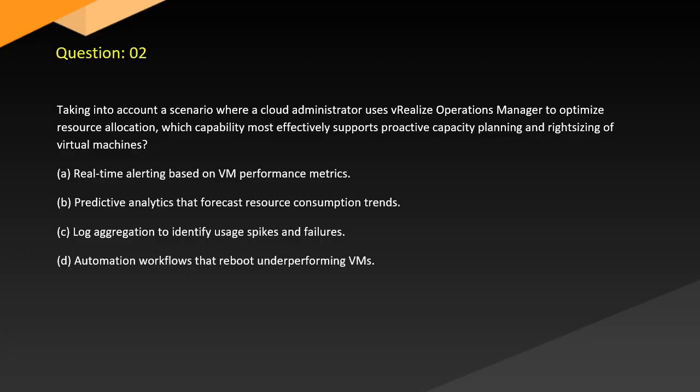Question 2. Taking into account a scenario where a cloud administrator uses Realize Operations Manager to optimize resource allocation, which capability most effectively supports proactive capacity planning and right-sizing of virtual machines? A. Real-time alerting based on VM performance metrics. B. Predictive analytics that forecast resource consumption trends. C. Log aggregation to identify usage spikes and failures. D. Automation workflows that reboot underperforming VMs.